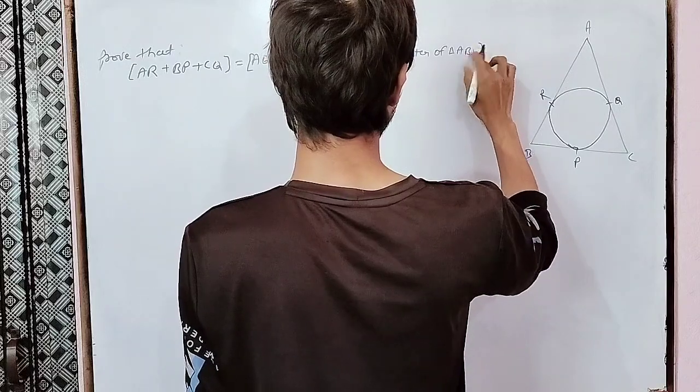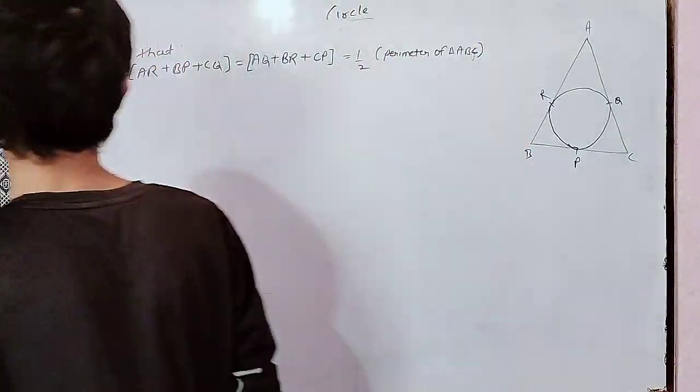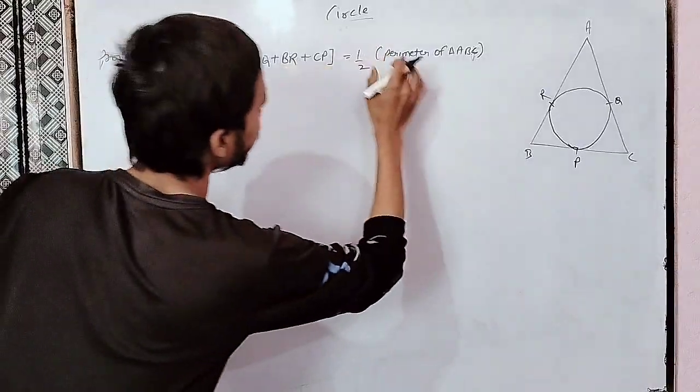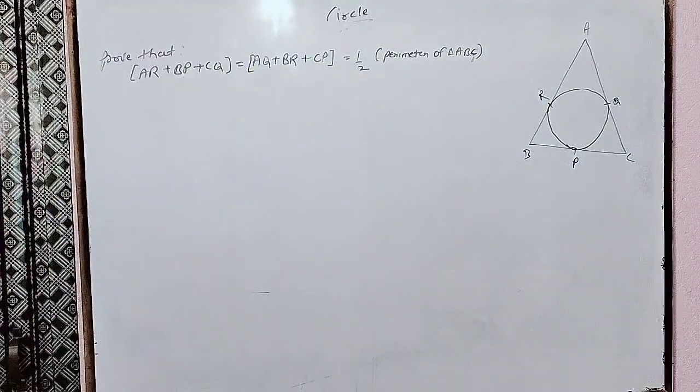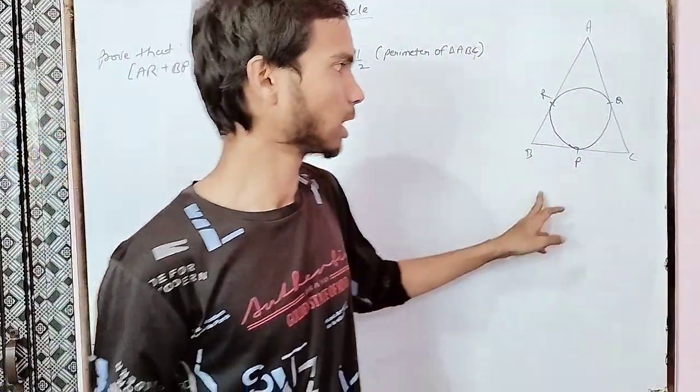We have to prove this. This to this, this to this. We have to prove two things. Here we are understanding: in the given figure, this is already given.